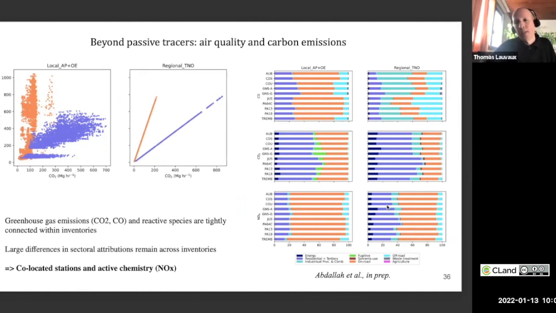We need to find actually what is the right answer, because the cities need to know where the CO2 is coming from, where the NOx are coming from, or the CO, to take actions on these. Otherwise, depending on who you believe, you might spend your money on on-road traffic first, or on the residential sector first. So these are really important decisions to be made by cities.